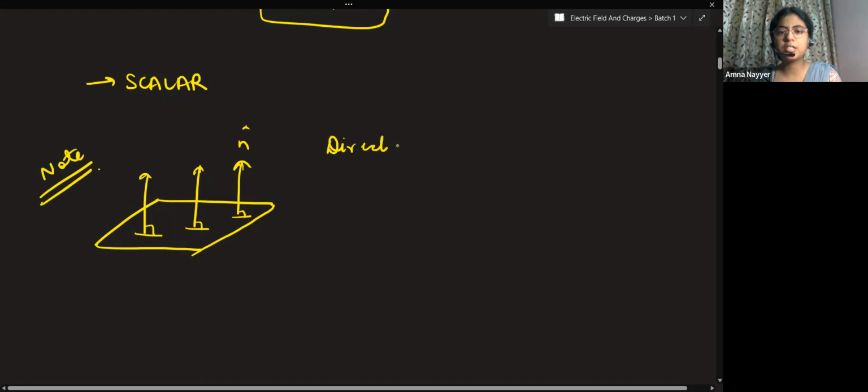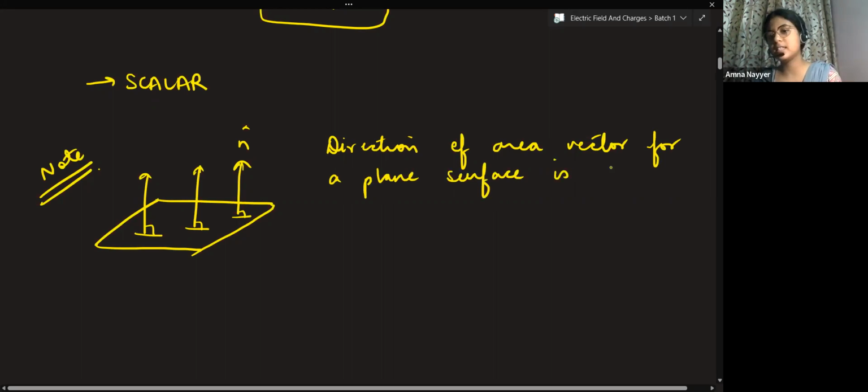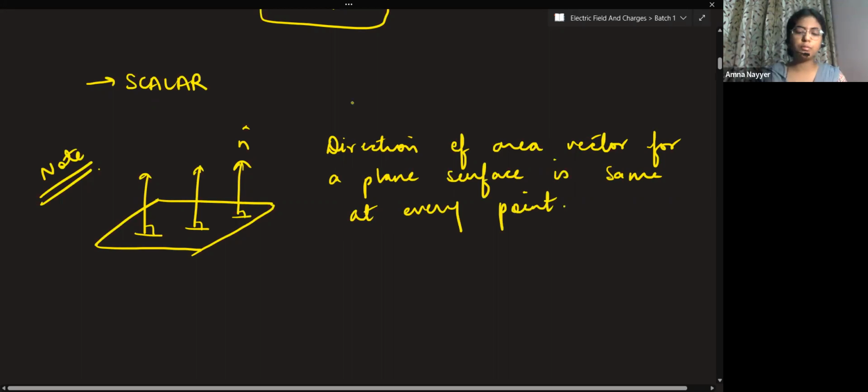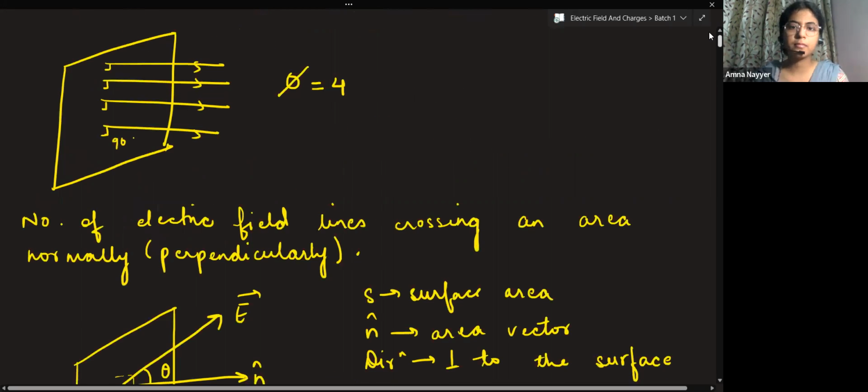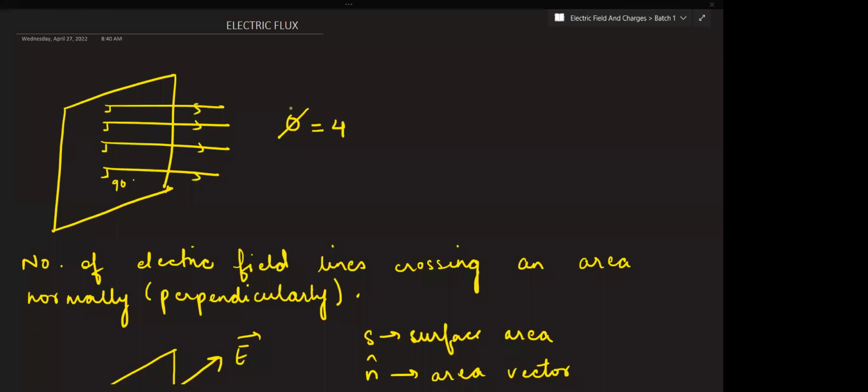So direction of area vector for a plane surface is same at every point. All right, is this clear to all of you? Concept of electric flux and the basic formula of it. Just note it down. All right.